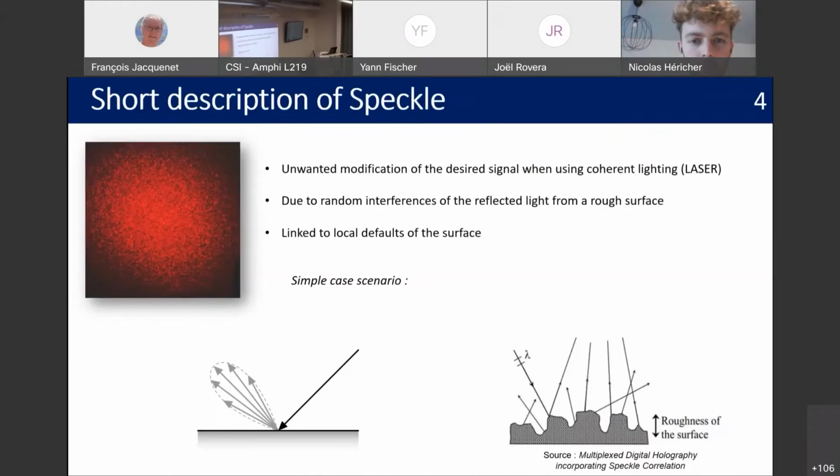And speckle is encountered when shining a rough surface with coherent lighting. For example, here we shine a glossy surface with a laser, and instead of having a smooth BRDF, we get what is called a speckle pattern. This phenomenon is due to interferences of the light that is reflected from the surface that has some random roughness.